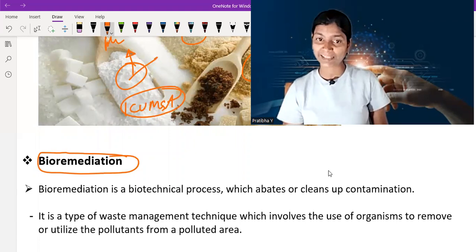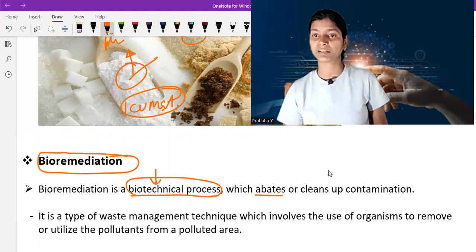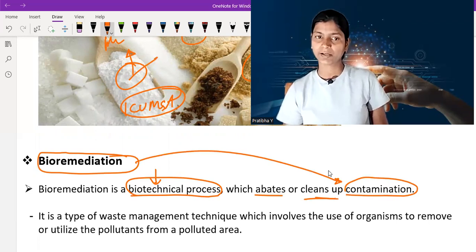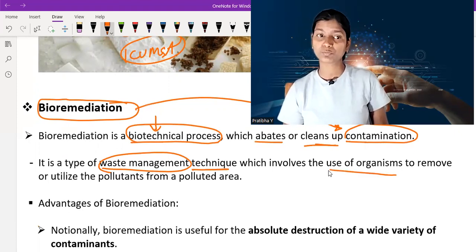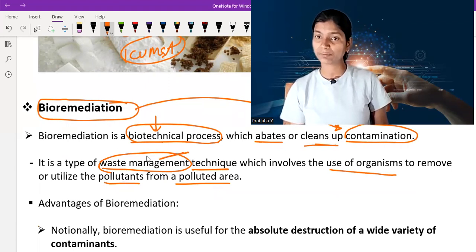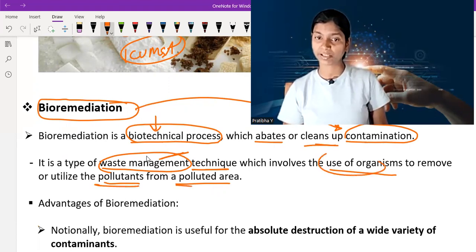Bioremediation is a biotechnical process which abates or cleans up contamination. It is a type of waste management technique which involves the use of organisms to remove or utilize the pollutants from polluted areas. It manages the waste by using organisms to remove pollutants from that area.